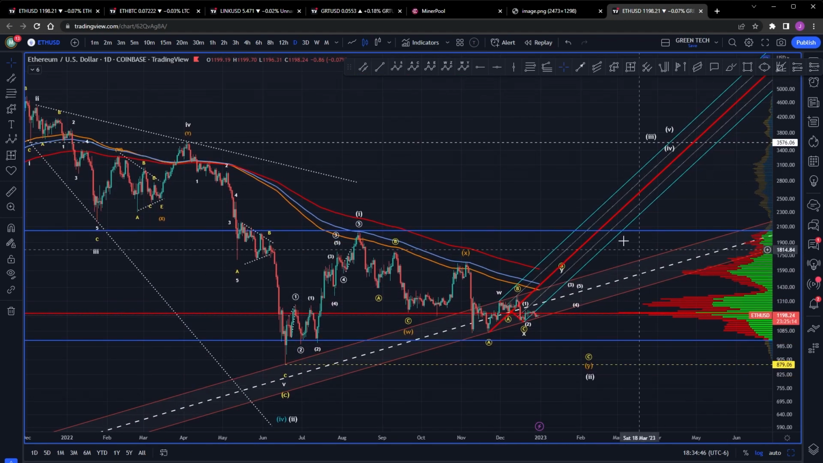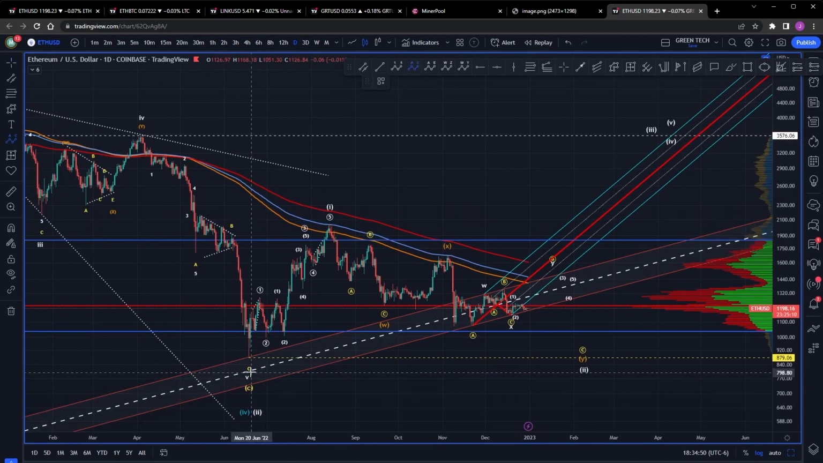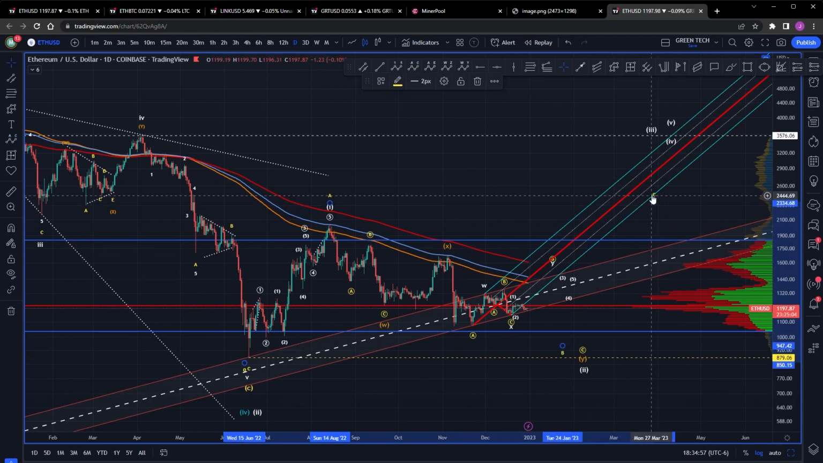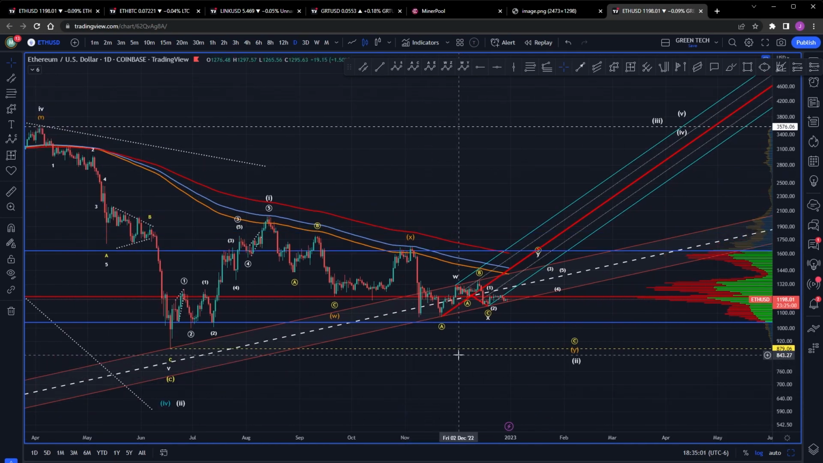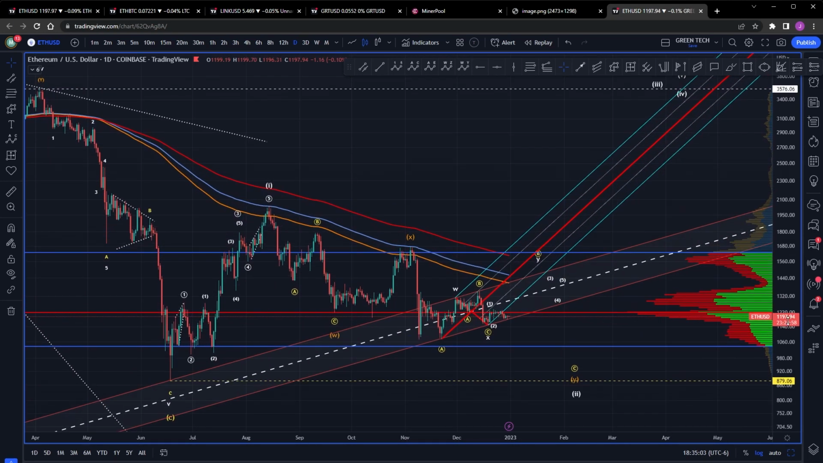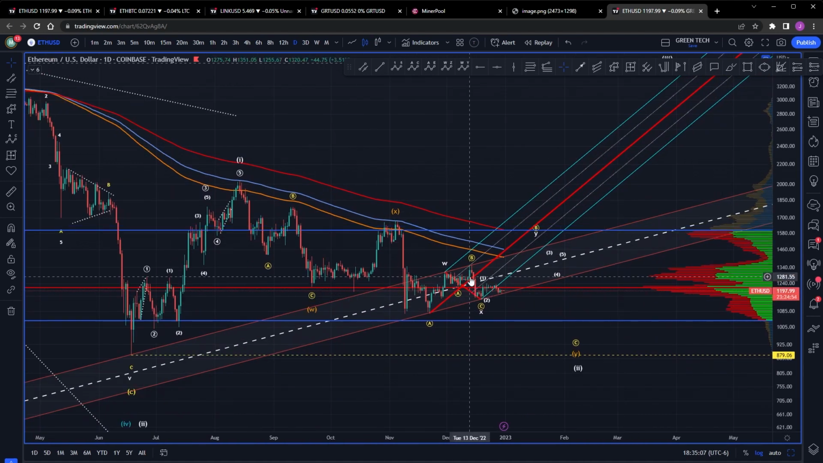So, calling it an impulse. Is it an A wave or a 1 wave? Well, we don't really know. As I was mentioning, it could be A, and somewhere there's a B, and then a C. So, for right now, I'm going with it as being a wave 1. Bitcoin has not shown anywhere near the amount of strength that Ethereum has. So, that's what I'm going with.